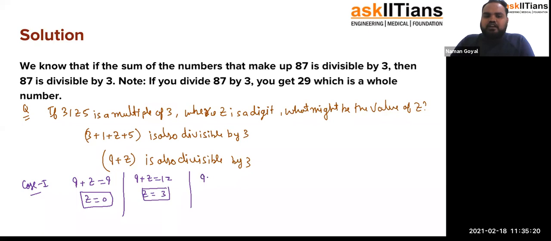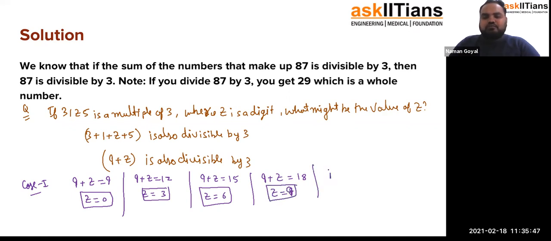Now next, 9 plus z can be 15. So if 9 plus z is 15, then z is 6. Yes, z can be 6 also. Are you getting my point? Okay. Now 9 plus z is 18. If 9 plus z is 18, then z is 9. So it is possible because z can be 9. Now next, 9 plus z is 21. So the value of z you get is 12, which is not possible, right?